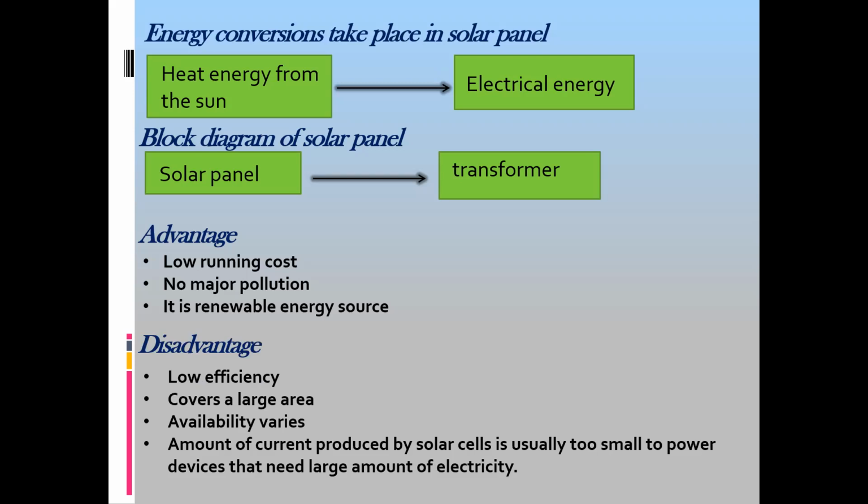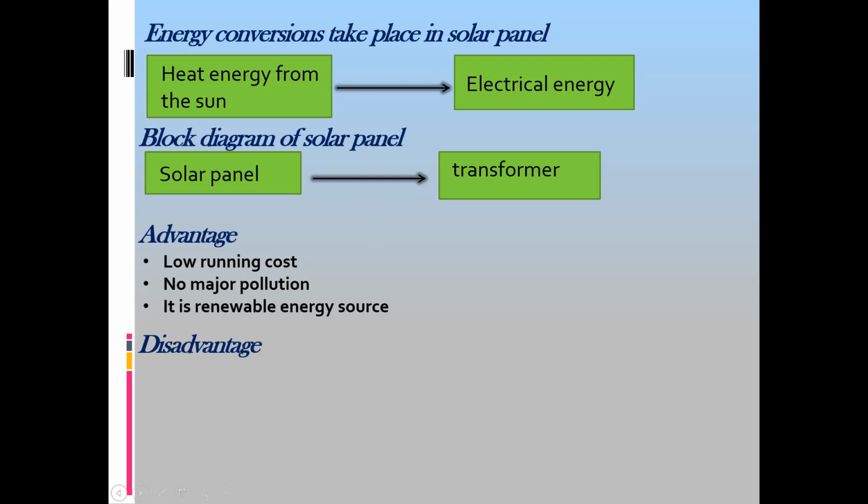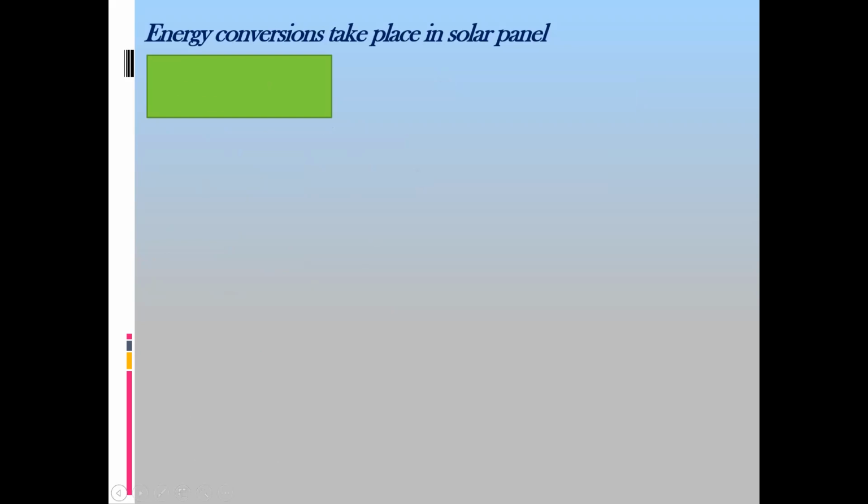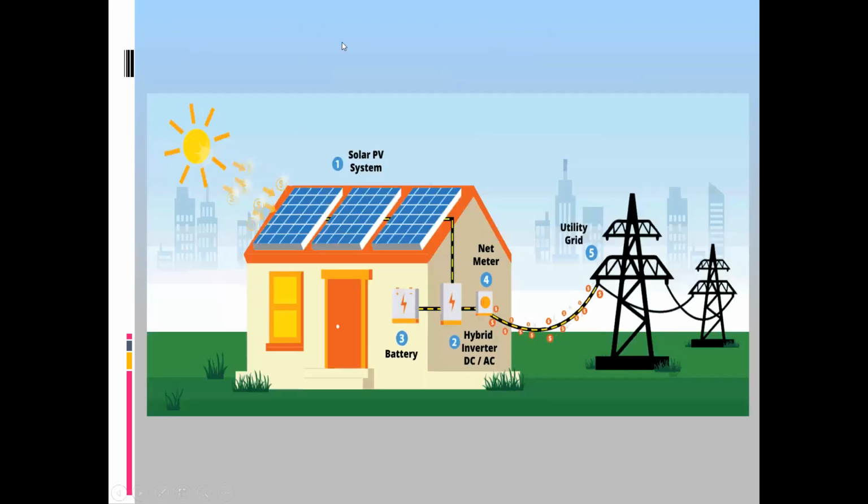But what are the disadvantages? Low efficiency. What is the meaning of low efficiency? The energy which is generated by these cells is very small. One solar cell is only producing, for example, 6 volts, or if a group of cells is there, maybe 12 volts. That electricity is a very small amount. So it does not produce at a large scale.